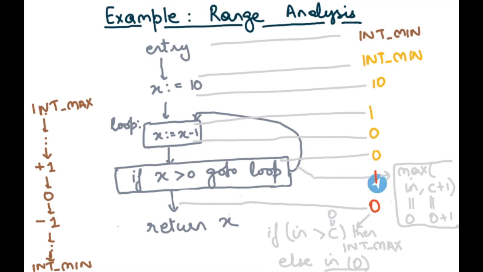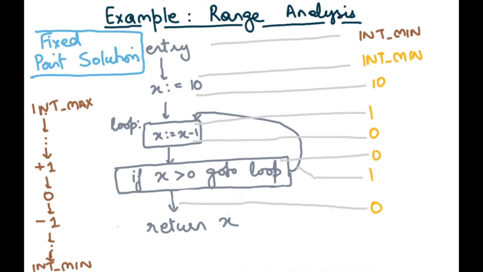And so this becomes 1 and this becomes 0. So on the loop edge, I am getting the lower bound as 1, which is coming from max of n comma c plus 1, n being 0 and c being 0 as well. And on the return edge, I'm getting 0 because I'm using this transfer function: if n is greater than c, then int max, else n. And recall that n is 0 and c is 0 also.